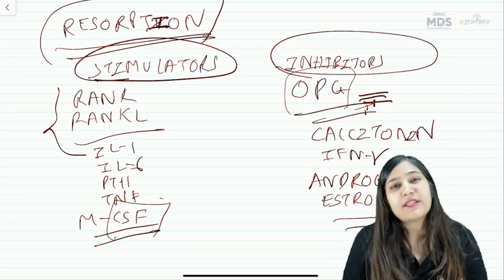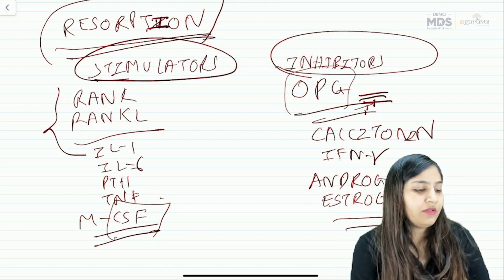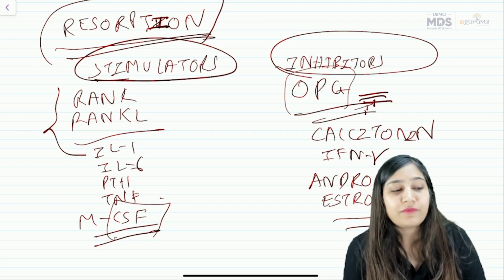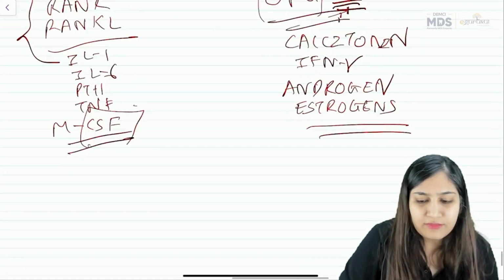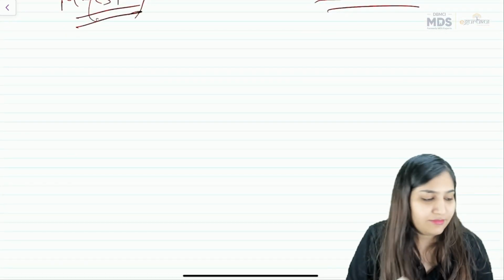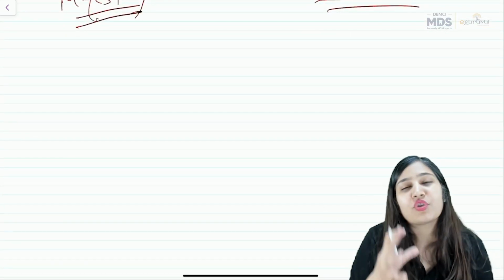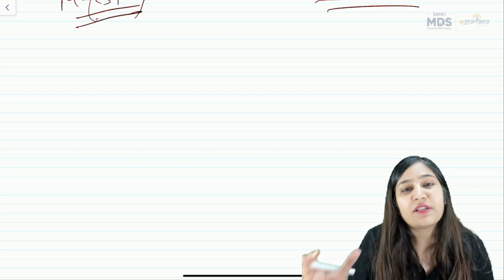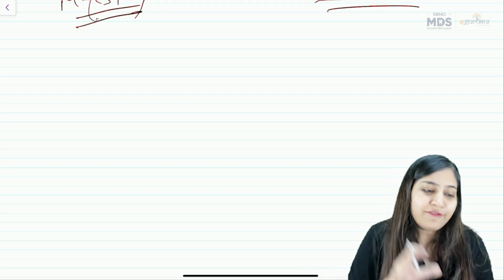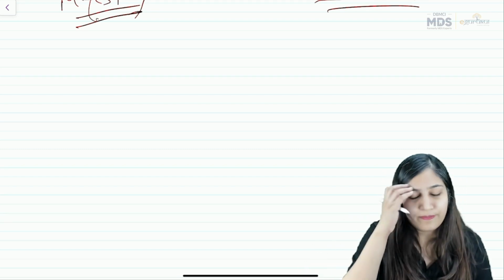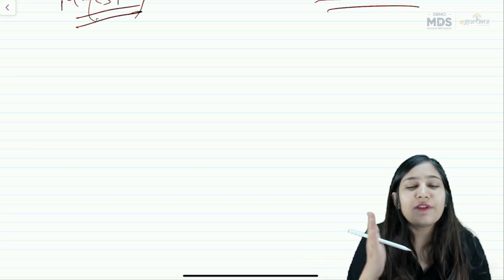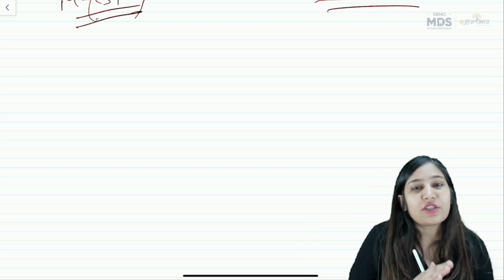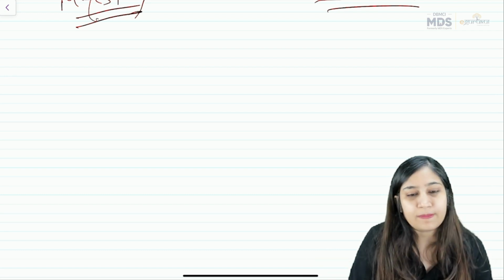One more terminology, cutting cone, filling cone. Part of bone which shows beginning of resorption is known as cutting cone. Part of bone which shows initiation of resorption, that is cutting cone. And filling cone, laying of new bone. Part of bone that shows laying of new bone, that is filling cone.